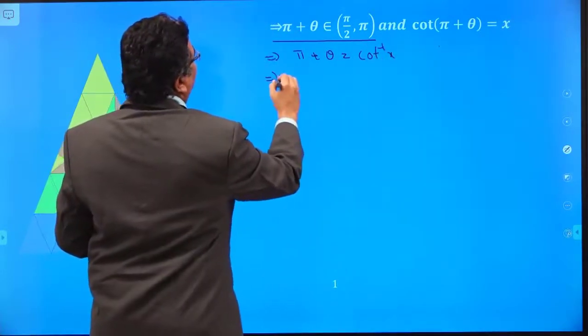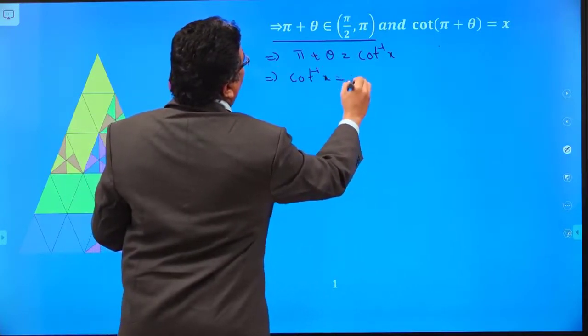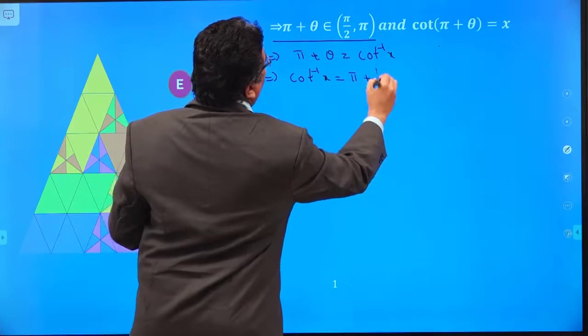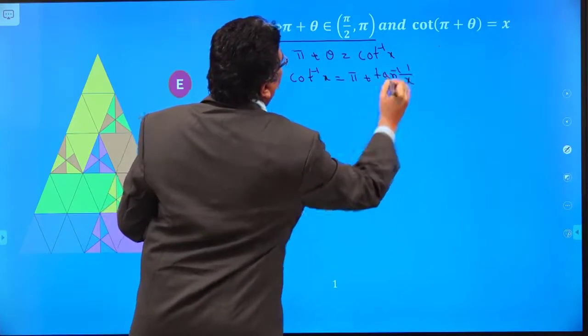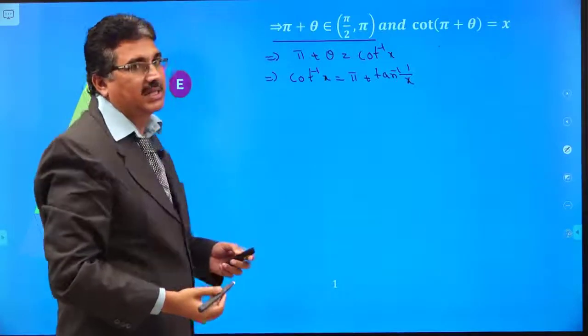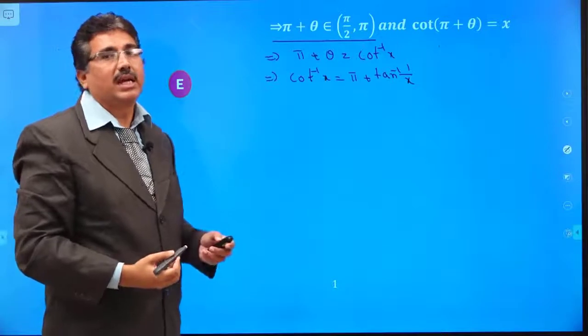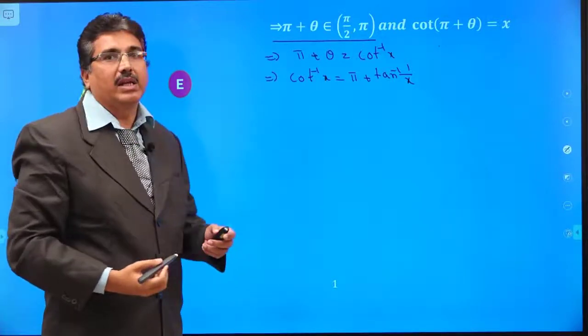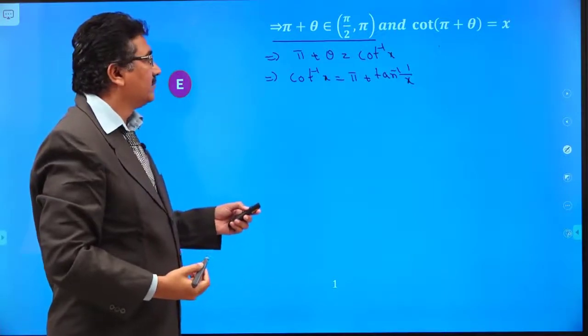That implies cot inverse x is equal to pi plus tan inverse 1 by x. So if x is less than 0, cot inverse x is equal to pi plus tan inverse 1 by x.